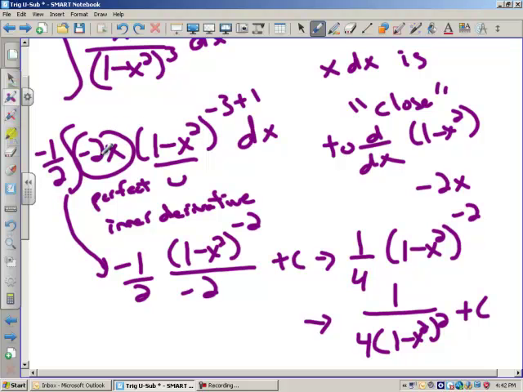Not all of you are going to be able to do that. If that just confused you, then don't worry about it. Just go through with all of your u substitutions.